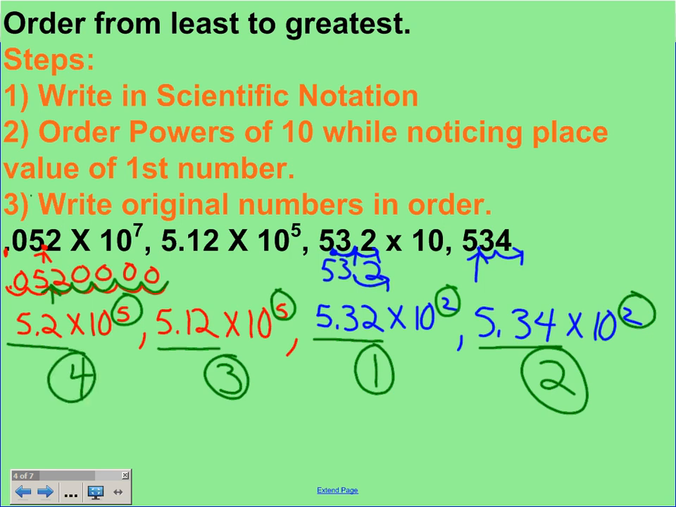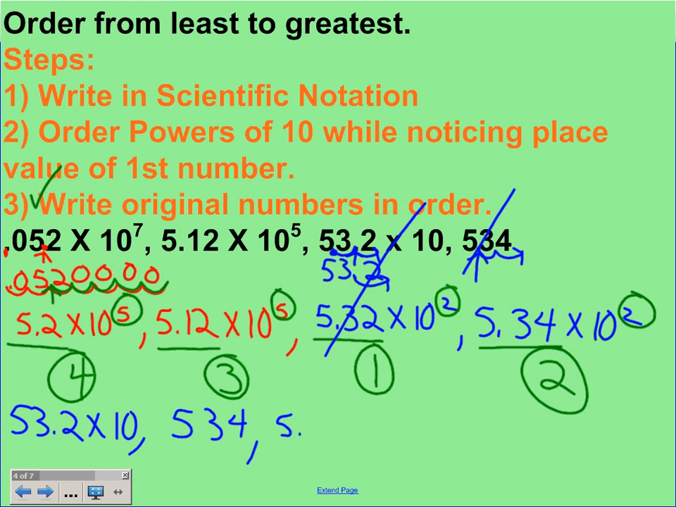Now we're not quite done because let's look at step 3, which says write the original numbers in order. So I use scientific notation to order them, but now I have to go back to the original value to put them in order from least to greatest. So I have 53.2 times 10. That was my number 1. And then what do I have? 534. Mark it off. And then number 3 was 5 and 1200. That one was already in scientific notation. And then the last one, which is 0.052 times 10 to the 7th power. So you want to put them in scientific notation, and then you can order. We're going to do a couple more examples together.